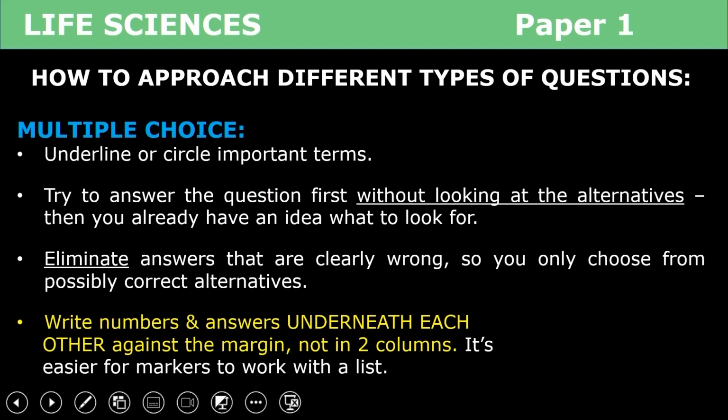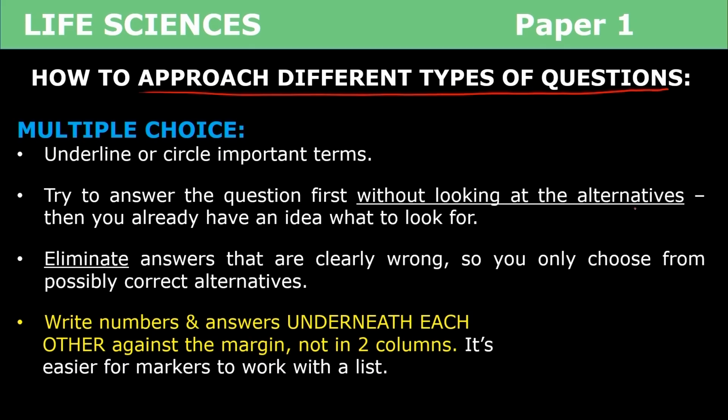Now, how to approach the different types of questions. Multiple choice questions: you underline or circle the important terms, or you can even highlight them if you have your highlighter there. Try to answer the question first without looking at the alternatives, and then you already have an idea of what to look out for. This is the easiest, most straightforward way of answering MCQ questions. You read the question, you highlight what is important, and then you try to answer, and then you look for that answer. If the answer is there, then you pick that option.